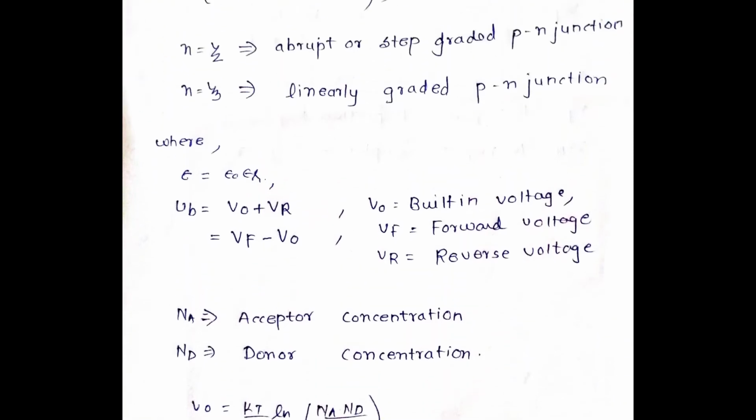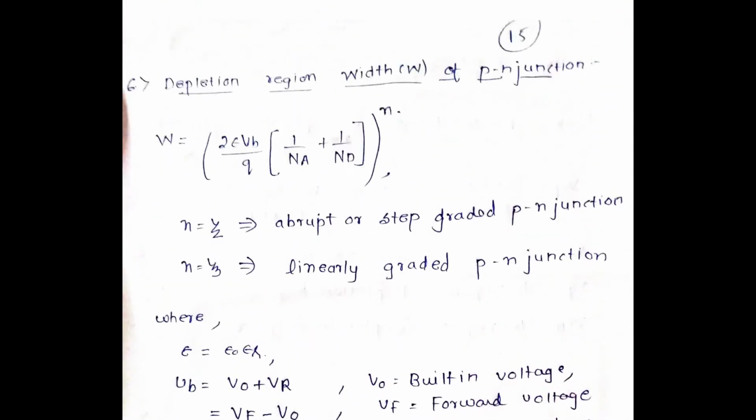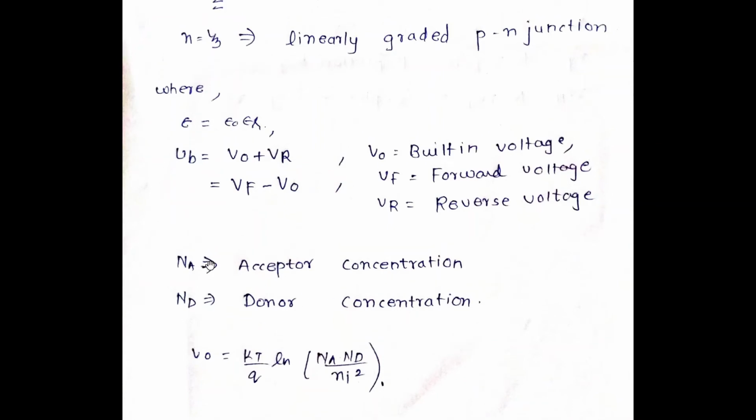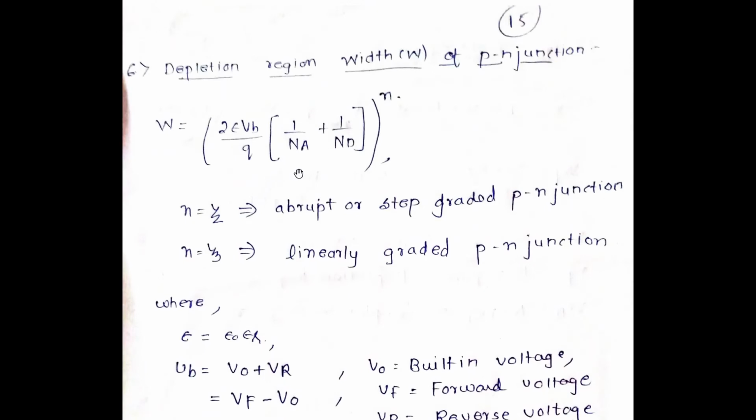When you look at the formula here, it is a very simple formula, given as 2 epsilon Vb upon q into 1 by Na plus 1 by Nd, the whole raised to the power half. But then you should know what epsilon is equal to. Epsilon is epsilon naught into epsilon r. What is my Vb equal to? Vb can be V0 plus Vr or Vf minus V0, where V0 is given by this particular formula. Then there is q, then Na, then Nd. So knowing this formula well is very, very important.